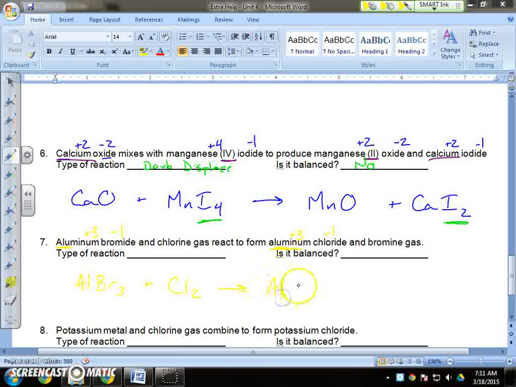So AlCl3, and bromine gas, Br. And remember, if we're talking Brinkelhoff, bromine is one of our 7 diatomics, so that's going to be Br2. In terms of type of reaction, chlorine and bromine are going to be the single displacement parts. So we've got single displacement. And then, is it balanced? I've got 2 bromines here, 3 bromines here, not balanced. 2 chlorines, 3 chlorines. So again, no, it's not balanced.